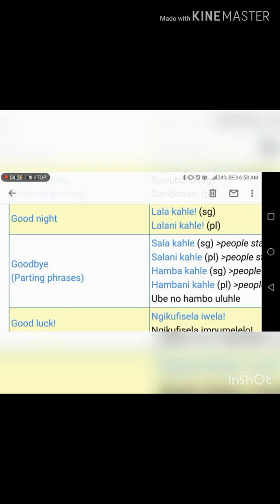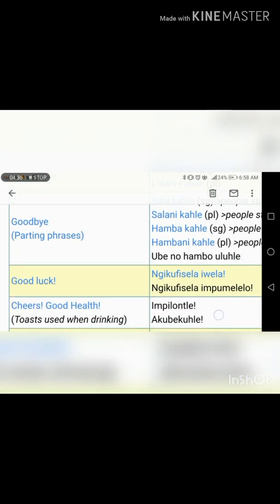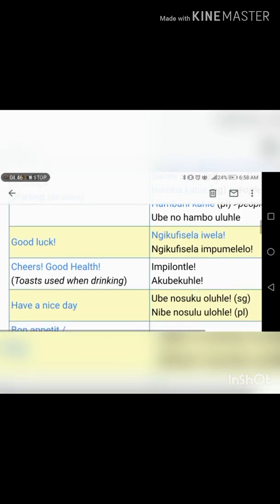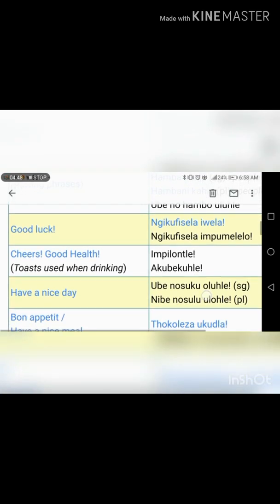If somebody is leaving your house, you say hamba kahle. Okay. Good luck, ngikufisela iwela, or ngikufisela inhlanhla, or ngikufisela impumelelo. This is Tip Zulu. Okay. Cheers, good health, impilontle, akube kuhle.